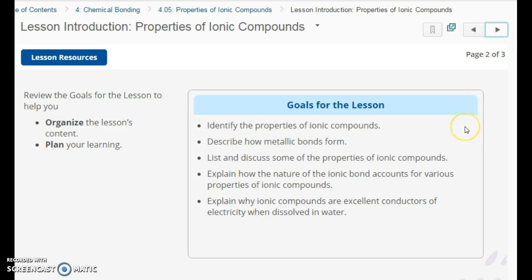Goals for the lesson: identify the properties of ionic compounds, describe how ionic bonds are formed, list and discuss some of the properties of ionic compounds, explain how the nature of the ionic bond accounts for various properties of ionic compounds, explain why ionic compounds are excellent conductors of electricity when they are dissolved in water. Not when they're solids, but only when they are dissolved in water.